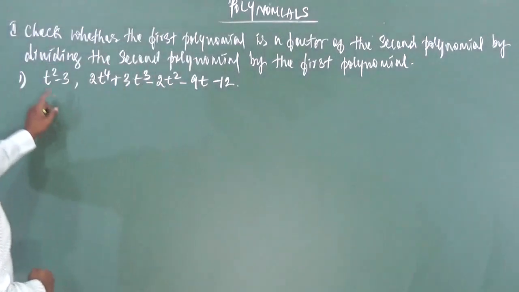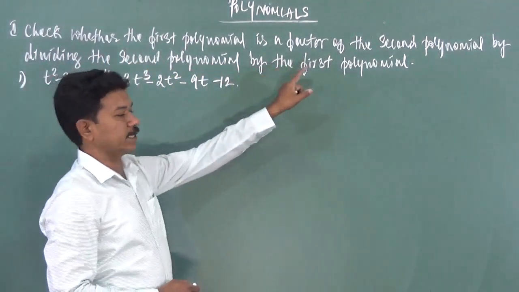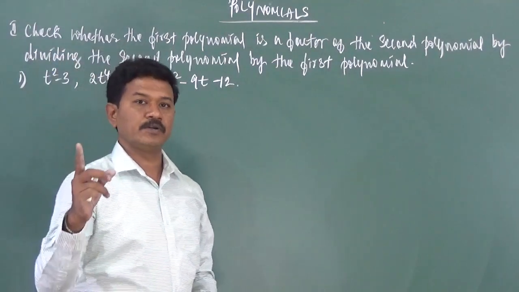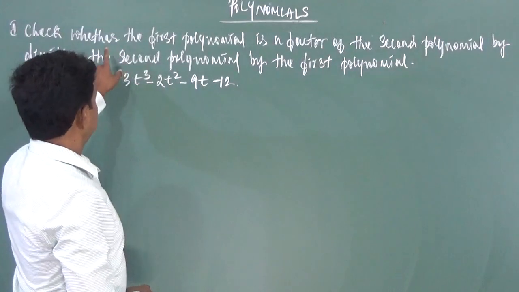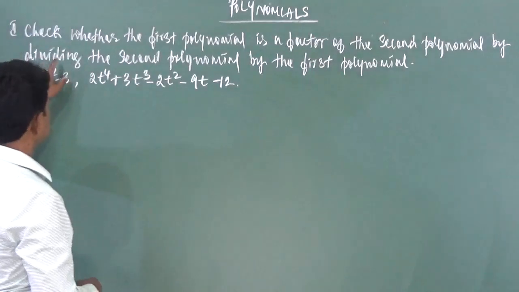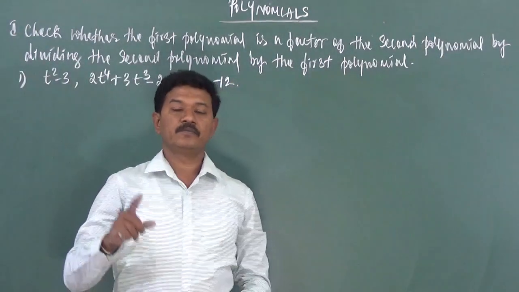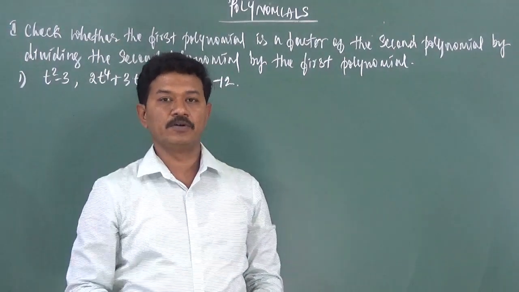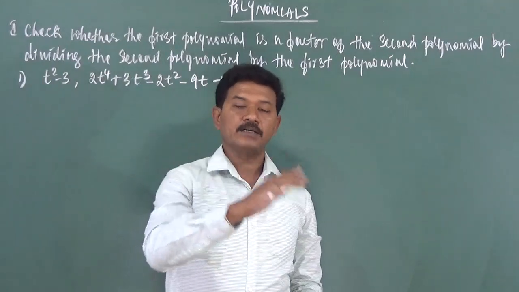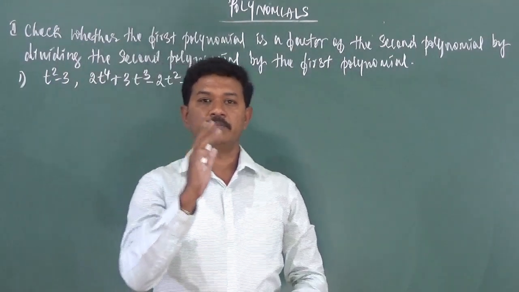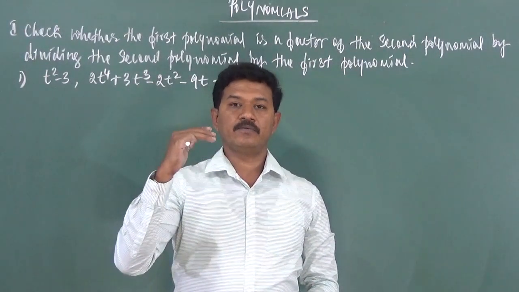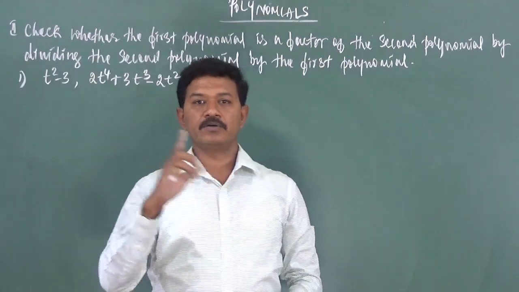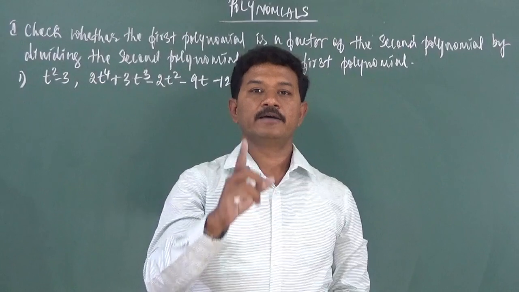Right. So check whether the first polynomial is a factor of the second polynomial. In the sense, you will be given two polynomials, where one is called the first polynomial and another one is the second polynomial. So to check whether the first polynomial is a factor of the second polynomial, we divide the second polynomial by the first polynomial. The simple criteria is that the remainder you get should be equal to 0.